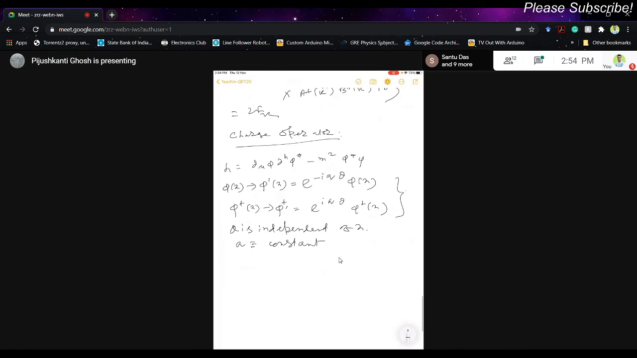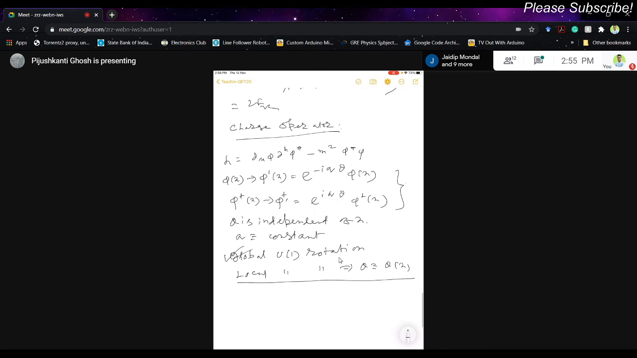Okay. Now, global U1. Now, local U1 rotation is defined when theta is not constant. Then this is called a local U1 rotation, but this we keep for the future. Today we consider that global U1 rotation, where theta is constant.